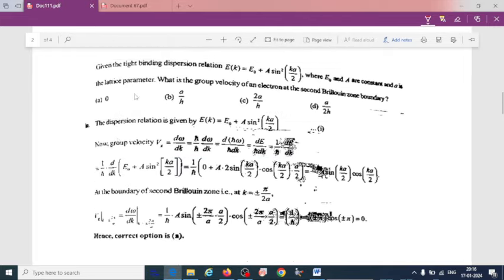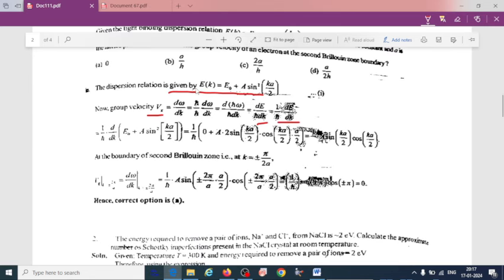Okay, so they have given the dispersion relation here. Group velocity formula you should know. So Vg is equal to d omega by dk, in terms of angular frequency divided by wave vector. If we take h cross to the numerator and denominator, you will get the group velocity in terms of energy, dE by h cross dk. So just write down this equation and substitute the dispersion relation in it.